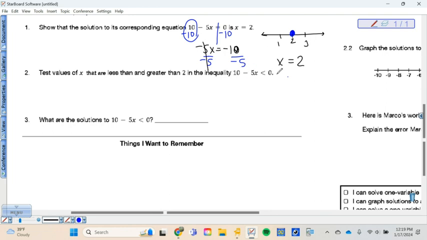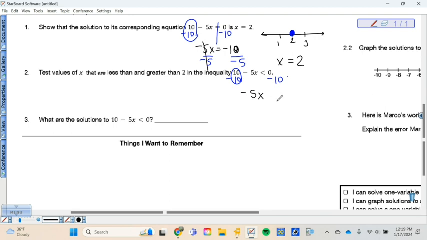So let's take a look at this. This is like the inequality version of this equation. And we'll just go through the steps to solve this again. So again, my first step is going to be to get rid of this 10. Get rid of the 10 by subtracting 10 from both sides, and that lets those 10s cancel out. And I've got negative 5x.